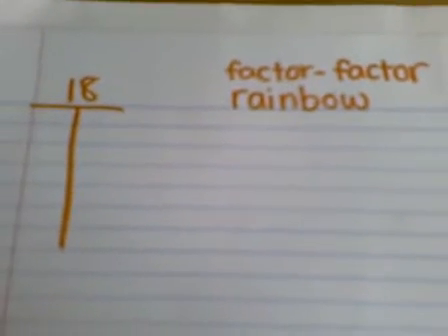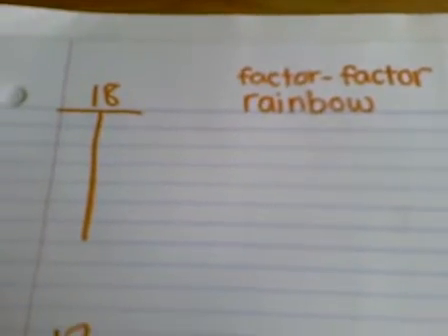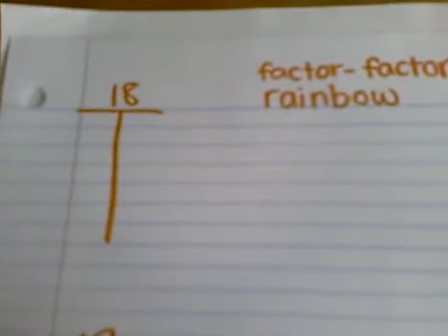So in my head I'm starting to think about what factors mean. Factors are two numbers multiplied together. So I'm trying to figure out which one of these numbers can be multiplied to get 18. To solve that, I can do factor, factor, rainbow, or make my T-chart of factors.